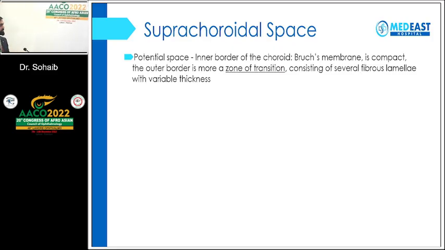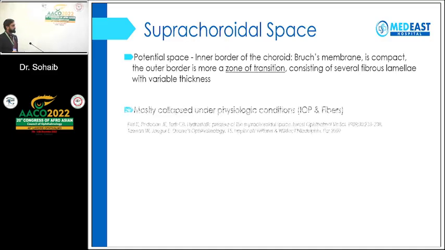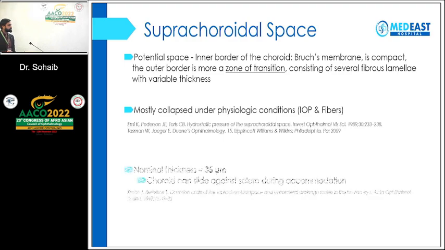It's a potential space, and the inner border is marked by Bruch's membrane. The outer border is not very well marked. Most of it is collapsed at all times because of the intraocular pressure and the septa that are present there. The nominal thickness is 35 microns. It's just there so that during accommodation, when the choroid moves, there is some movement between the sclera and the choroid.